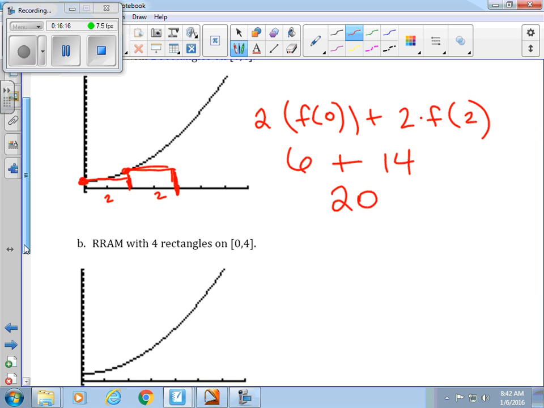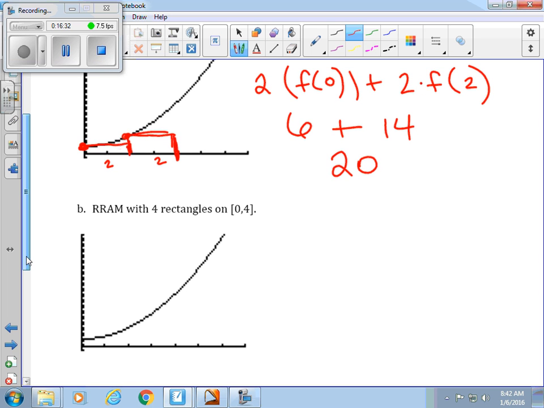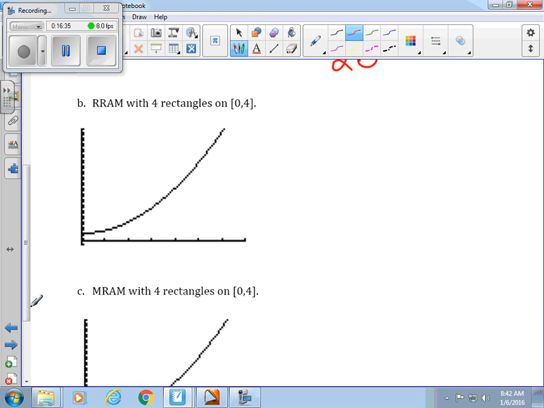Now later we'll do some table problems where the base is not always the same. But if you're making the rectangles, you will always make them the same width. If you're choosing them, it's easier that way. There will be times when that's not an option, and so we'll have to work with what we're given. Right rectangle with 4 rectangles from 0 to 4. So I'm going from 0 to 4, and I'm drawing a right rectangle. I'm going to choose the right-hand endpoint, and I'm going to do 4 rectangles.